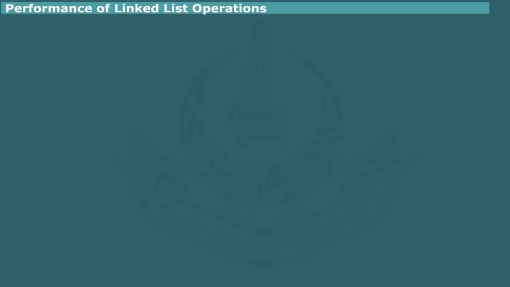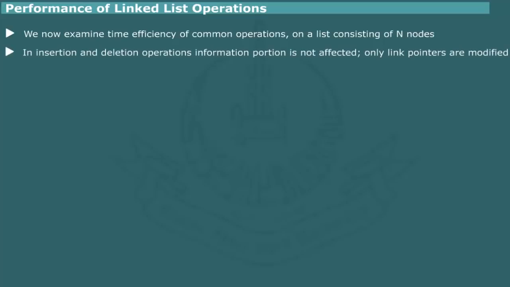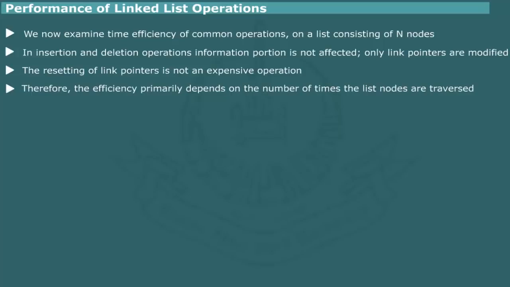Performance of linked list operations. We now examine the time efficiency of the common operations associated with a linked list. We assume that the list consists of n nodes. Remember, in insertion and deletion operations, we simply readjust the link pointers. The information portion of a node is not affected. The modification of link pointers is not an expensive operation because no movement of stored data takes place. The efficiency of the operation depends on the number of times the list nodes are traversed.